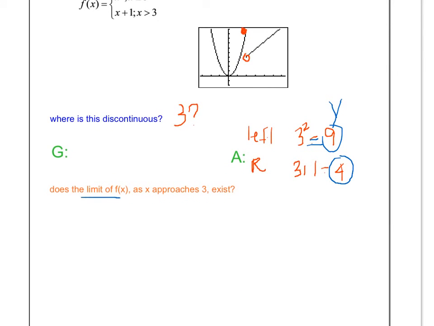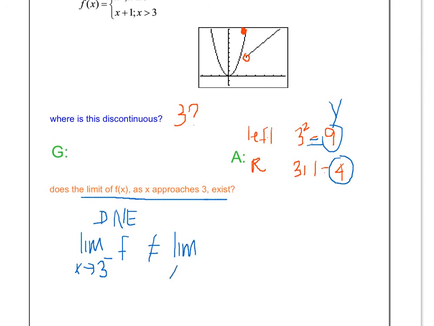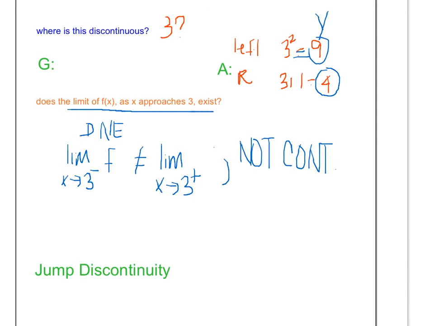So the limit as x approaches 3 of the function does not exist because the limit as x approaches 3 from the left of the function does not equal the limit as x approaches 3 from the right. And that also tells us it is not continuous. And we remind ourselves that it is in fact a jump discontinuity.